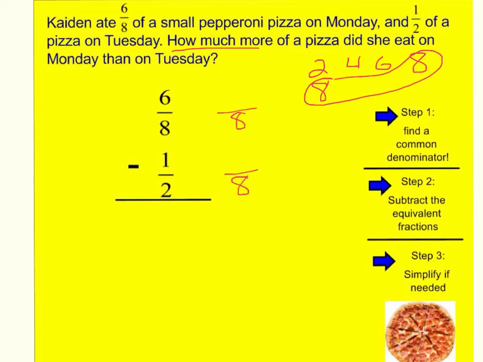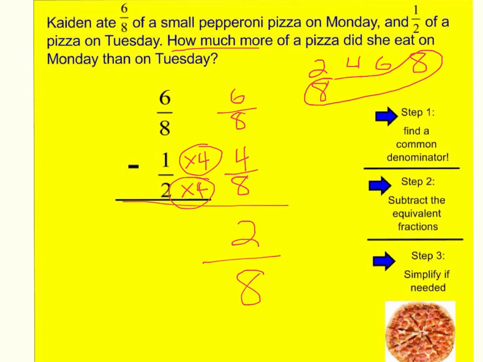So now I have to write an equivalent fraction. 6/8 will still be 6/8 because I would do times 1 and it would still be the same fraction. On 1/2, however, I would multiply times 4 on the bottom and times 4 on the top, and so my answer would be 4/8. So then I would subtract. 6 minus 4 is 2, and my denominator would stay the same. So my answer for 6/8 minus 4/8 would be 2/8.